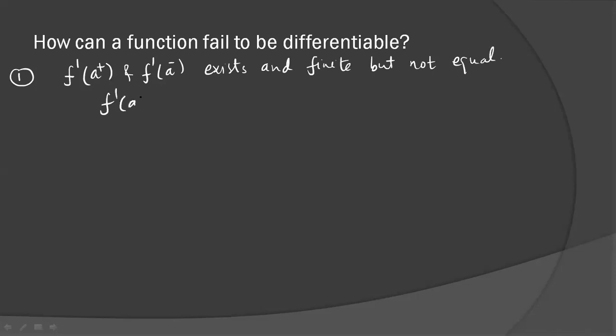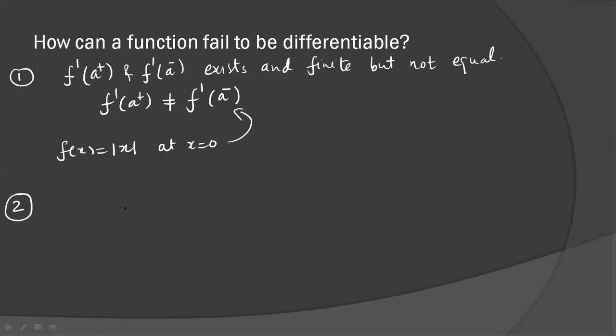Like the previous example, in the mod case, you have the left hand derivative as minus 1 and the right hand derivative as plus 1. Both exist, both are finite, but not equal. Then the function is not differentiable. For example, f(x) equal to mod x at x equal to 0. You can verify this condition.